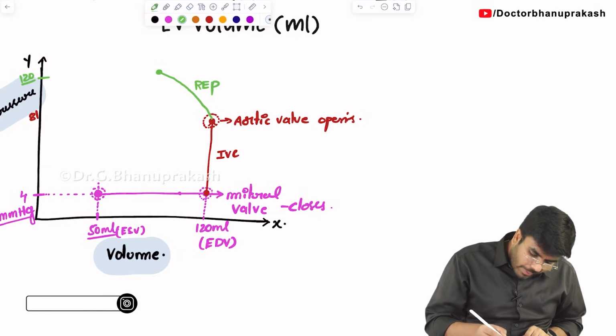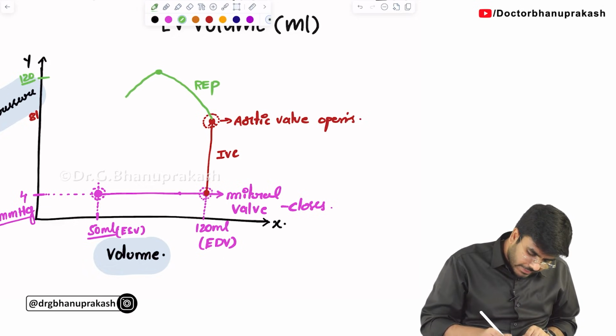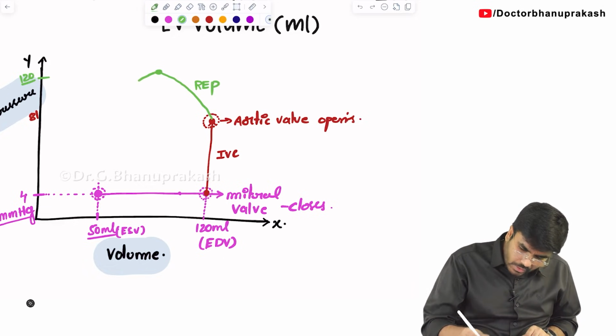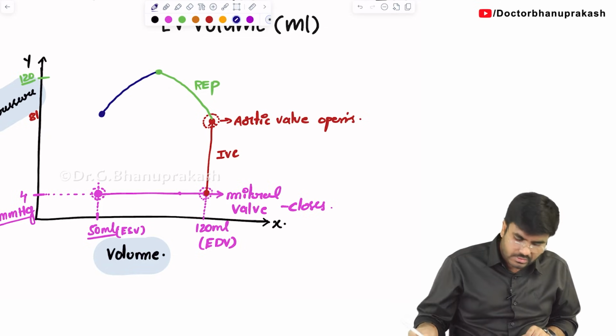Next, after the rapid ejection phase, what will happen? The pressure from 120 will fall back to 80. What is this phase which I am showing here in the blue color called? This is called a slow ejection phase.